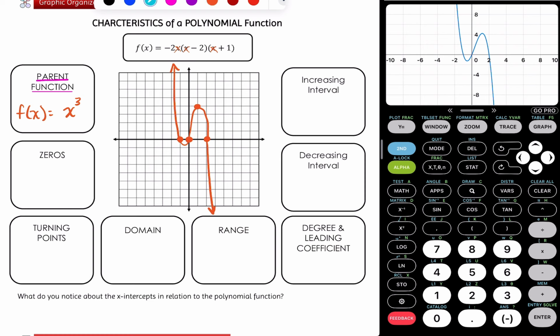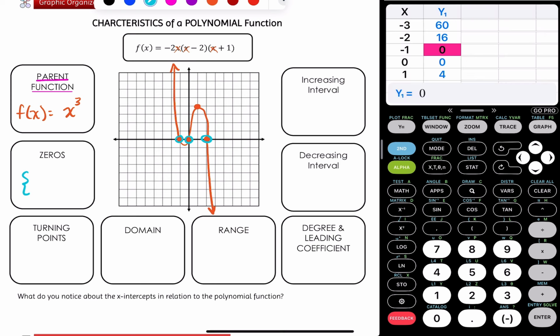Zeros. Remember that zeros are the solutions, the roots, the x-intercepts. So there are 3 of them here. You could tell by looking at the graph, or we could also tell by looking at the table. There are 3 zeros where y equals 0. They occur when x is -1, when x is 0, and when x is 2. And we're writing those as a solution set.